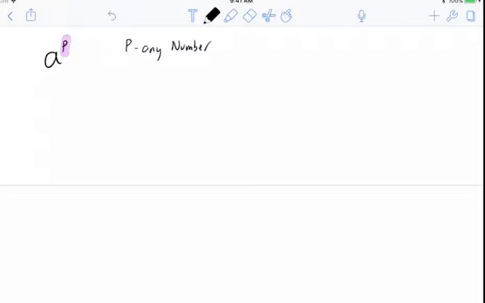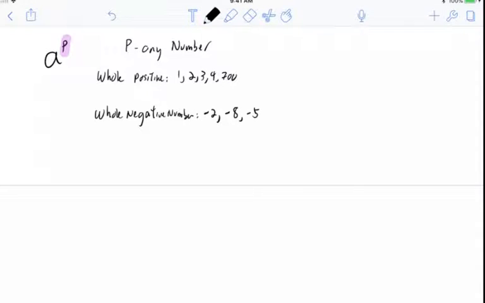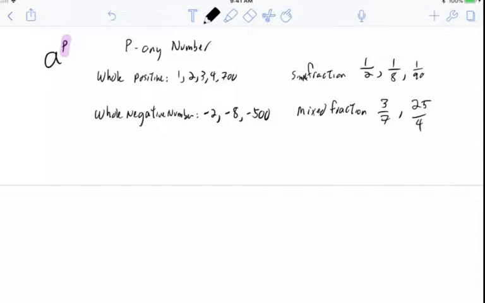It can be a whole positive number, like 1, 2, 3, 4, 700. It can be a whole negative number, like -2, or -8, or -500, right? The calculator knows how to calculate them. It can also be a fraction, a simple fraction like 1/2, or 1/8, or 1/90, right? And it can also be a mixed fraction, so 3/7, or 25/4, right? So how do you calculate these values?